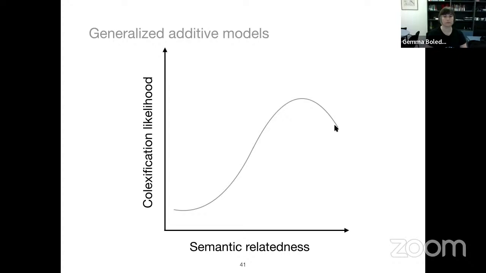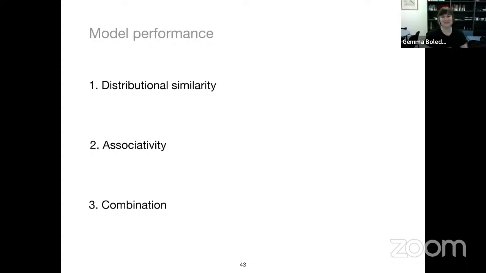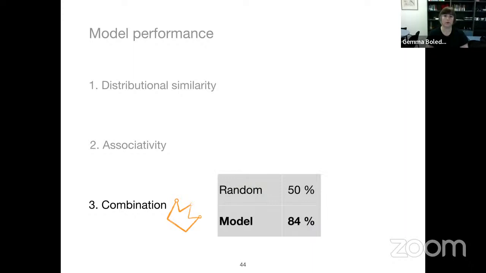All right. Okay, so let's see what we get. The first thing we ask is, okay, we have three different ways to estimate semantic relatedness. Which is the measure that better describes the data that we're interested in, namely colexification? So what's the best measure among these three to account for colexification data? And it turns out that it is the combined measure, which is not only the best of the three measures that we consider, but it's also quite good in absolute terms. So if we use the statistical model that uses this combined measure to predict whether a given meaning pair will colexify in a language or not, our model gets it right 84% of the time.